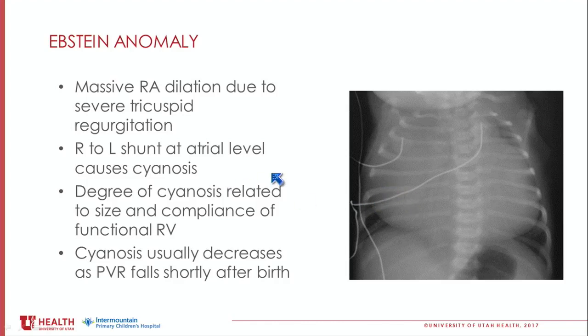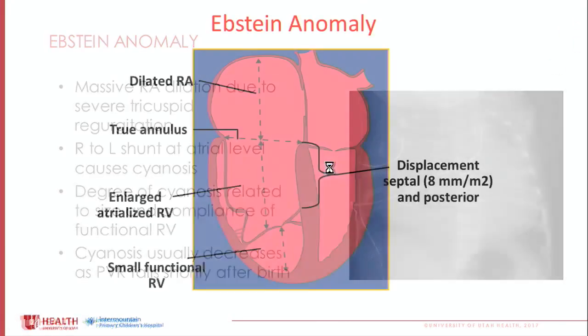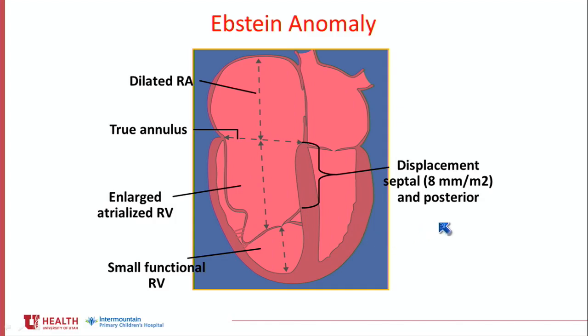You get right to left shunting at the atrial level, which makes them cyanotic, and their degree of cyanosis depends on their PVR. So sometimes after birth, as the PVR falls, they get less shunting right to left, and maybe they wouldn't be as cyanotic. But the big problem when the heart is this big is you get some compression of the lung as well. And so if you get lung underdevelopment on top of Ebstein's, these patients can do very poorly, and I'll show you that. This is a cartoon of exactly what you look at.